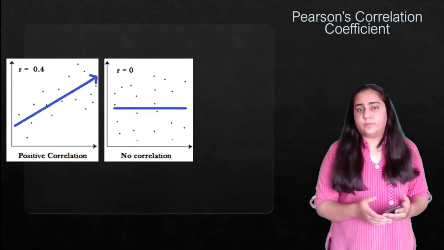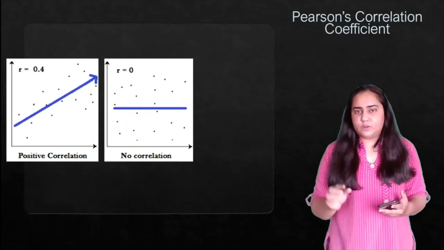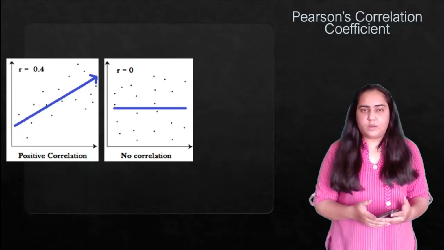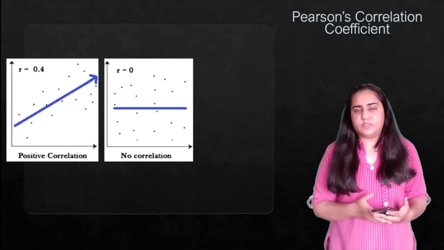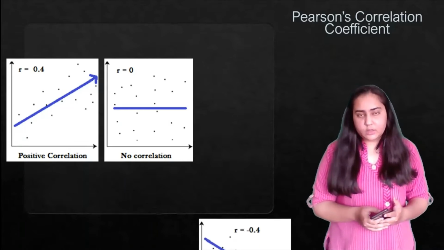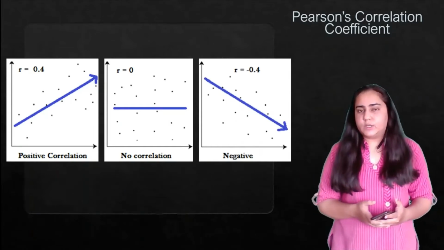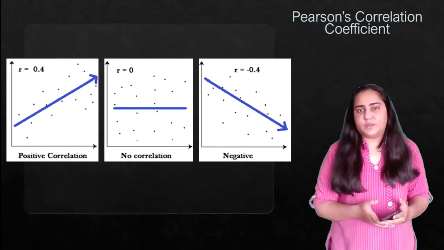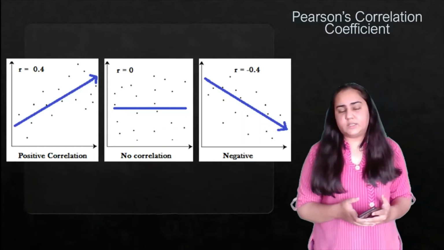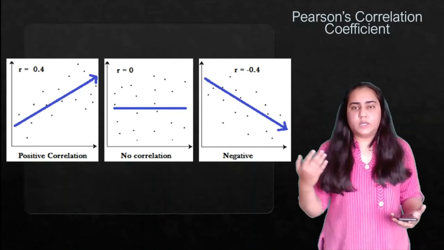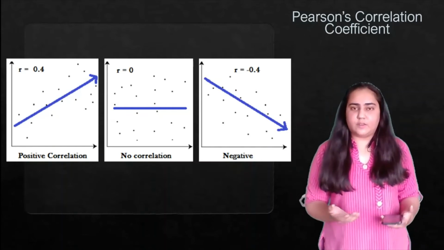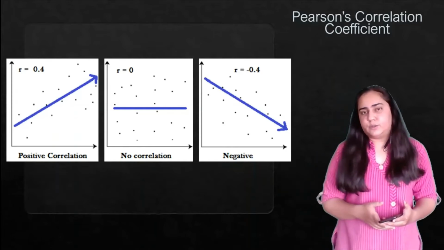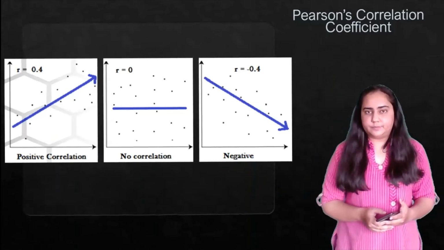And this is no correlation because R is 0. You can see a flat line on the scatter plot, which means one variable does not influence the other one at all. And then you can see this third one, which is negative correlation, where the value of R is minus 0.4. In this case, if one variable increases, the other one is going to decrease, and if one decreases, the other one's going to increase. So this is what the scatter plot of that would look like.